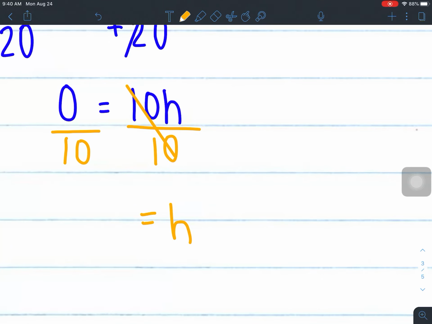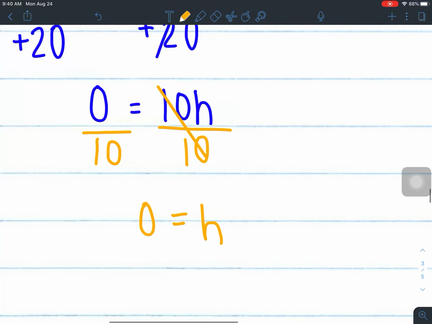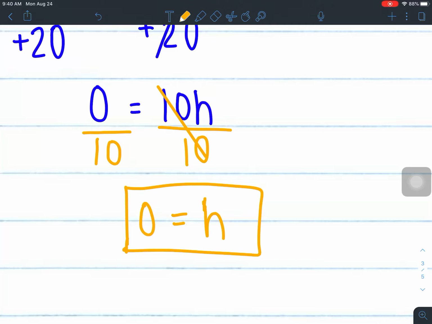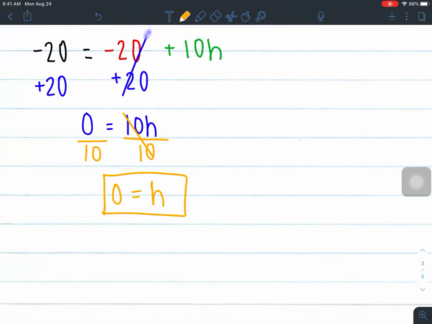Well, you can always just type it in the calculator. 0 divided by 10 is going to give me 0. But here's another trick, and here's where the note comes in. So h is equal to 0. Is it possible for a solution to be 0? Yeah, it just means if I plug in the number 0, that makes my equation true. This is possible. This is a real answer. You can have 0. It is allowed.